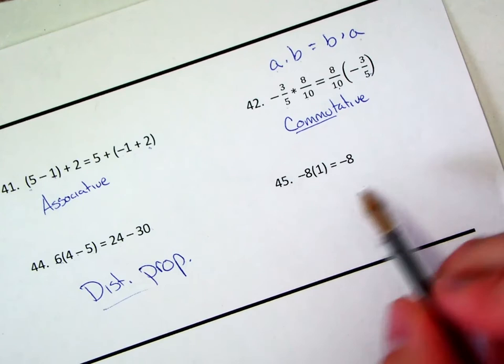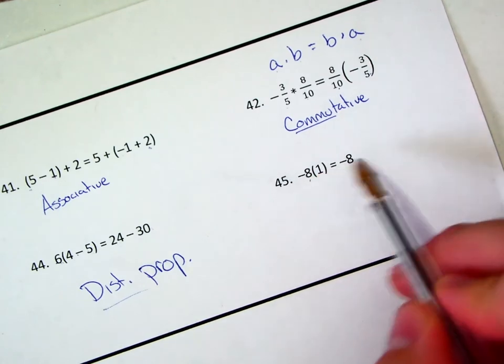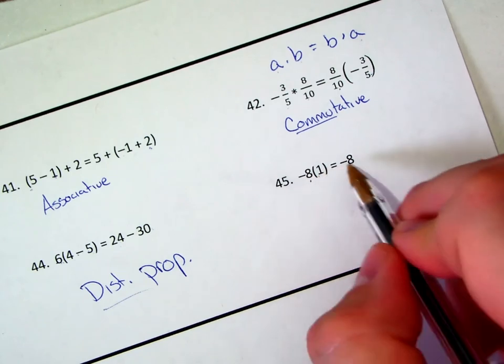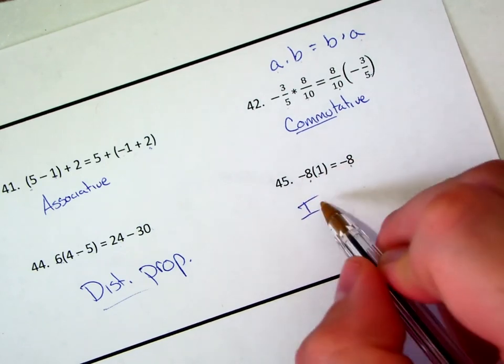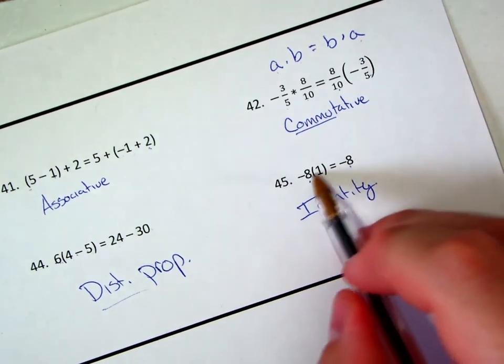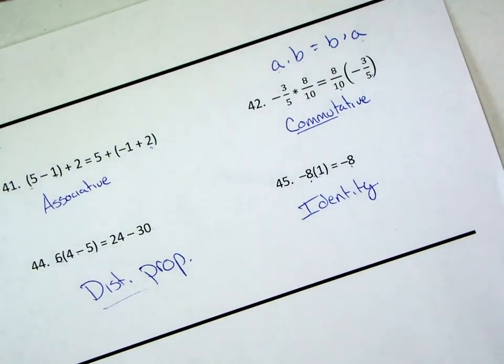The last problem in this section, -8 times 1 equals -8. Again, we're dealing with an identity. Something times 1 is itself. So we have the identity property of, in this case, multiplication is taking place, so the identity property of multiplication.